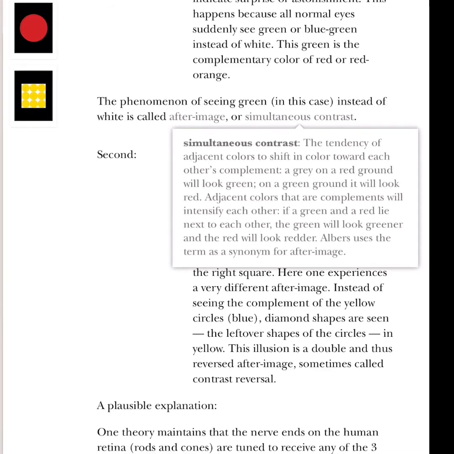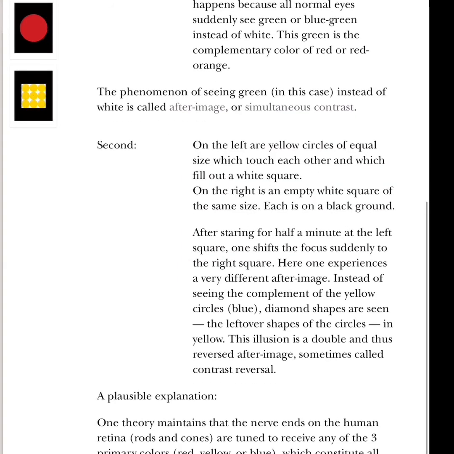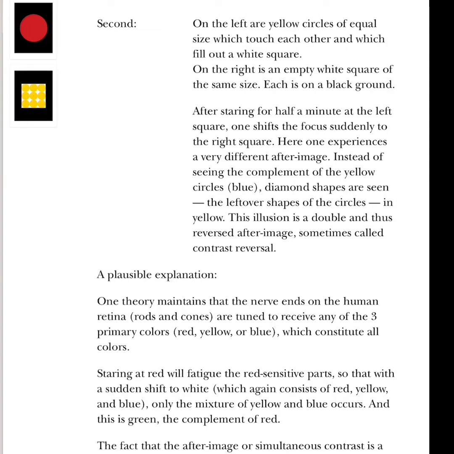So when you put a color on a ground, that ground is going to suck its likeness and sort of amplify what is different about it. And the second one, after the red circle, are a series of yellow circles. Same sort of effect with an after-image.